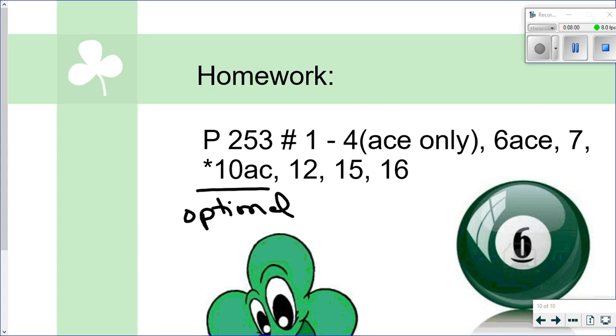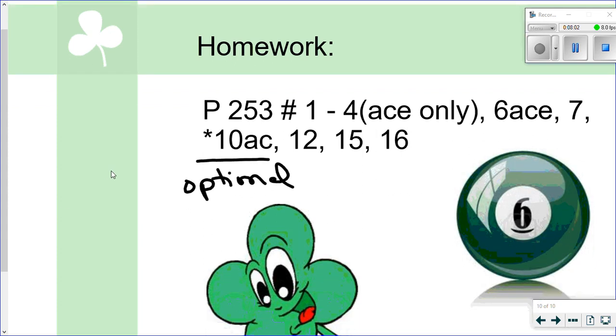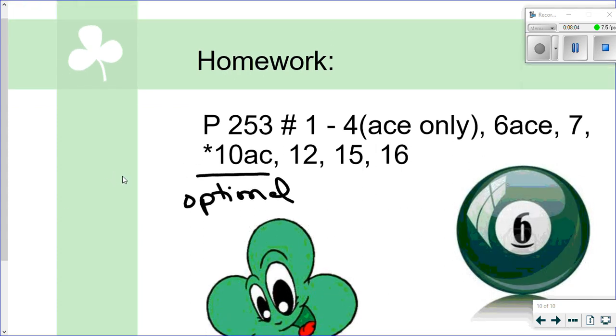Okay, so as you can see, this lesson was originally meant to be give or take St. Patty's Day. So happy St. Patty's Day.